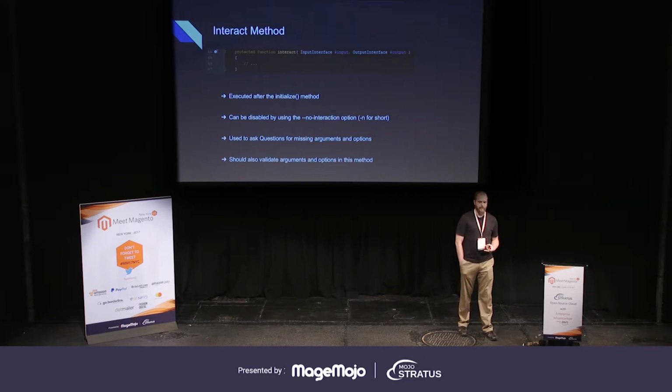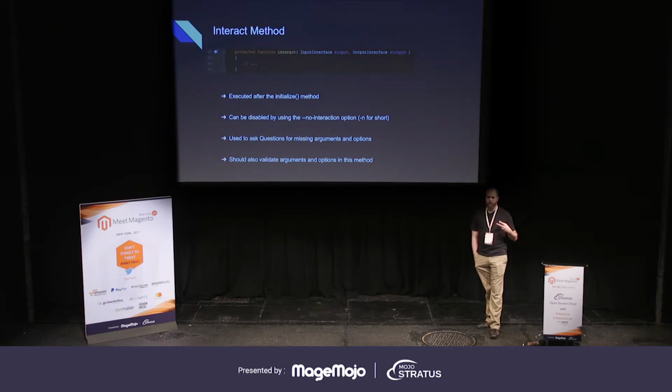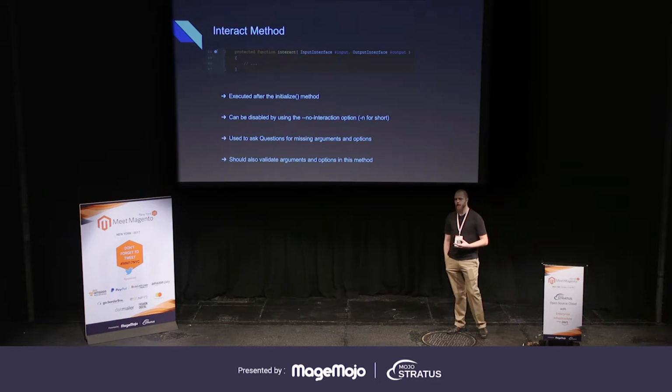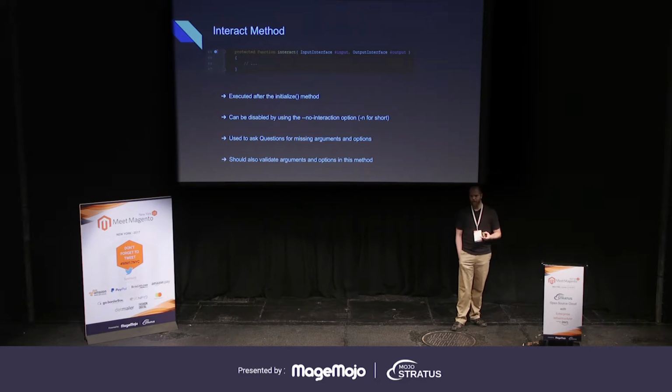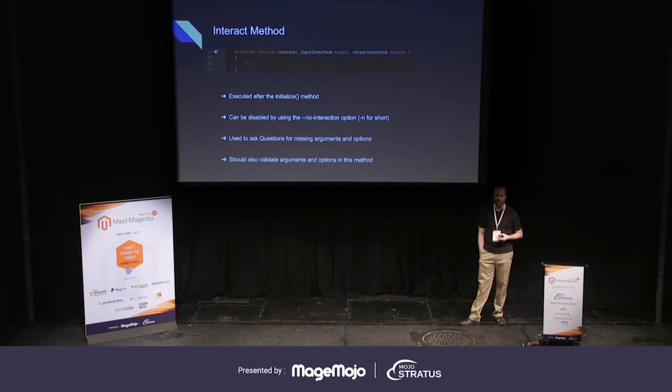You should also validate your arguments and options in this method. What this means is if you, let's say, are asking for a customer ID or a product ID so that you can act on that model, you want to first check that that one actually exists in your database. So you should validate that here. So if it's missing, you still have the option of prompting your user for a different one and letting them know it's wrong. Or if you choose, you can have it error out as well.